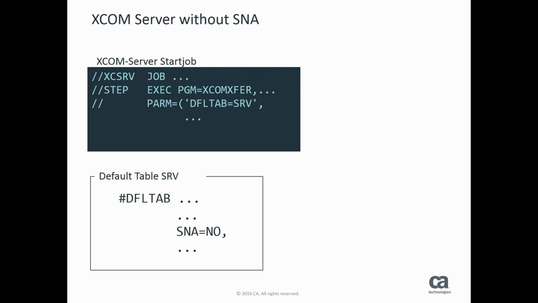If you do not want to use SNA in general for XCOM transfers, then you need to specify SNA=NO in the default table which is used in the start job of the XCOM server. After the default table has been assembled and linked, simply restart the server to get that change to become effective. Then the server will not use a VTAM ACB anymore.